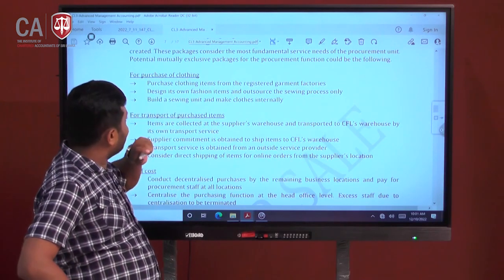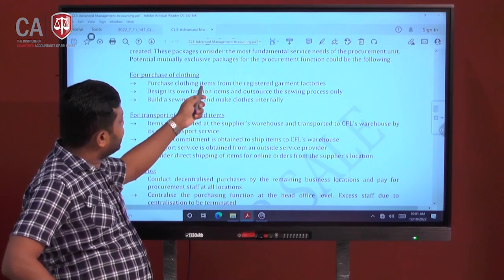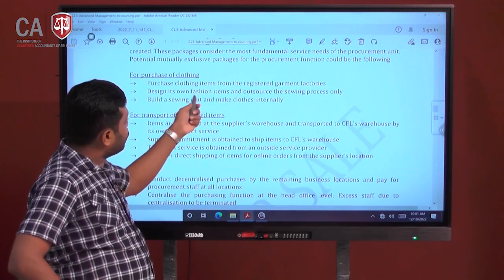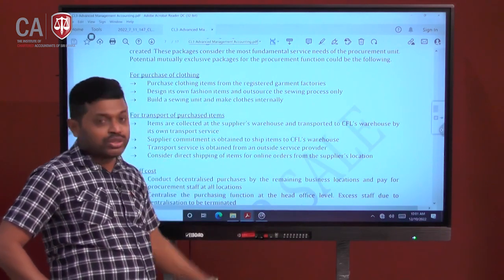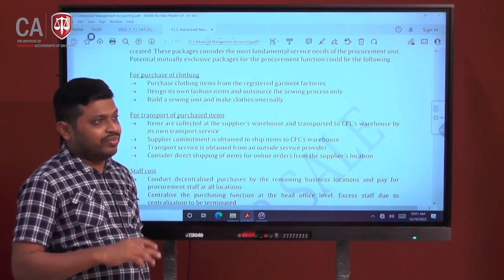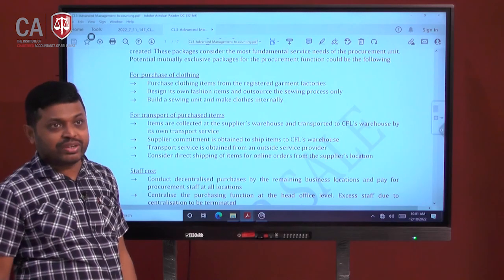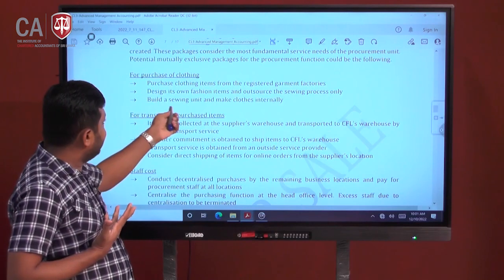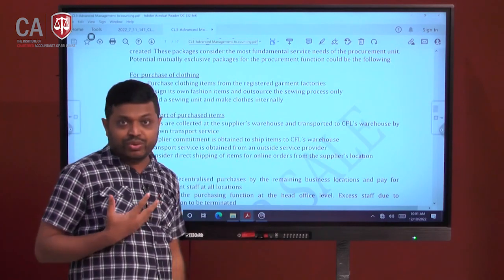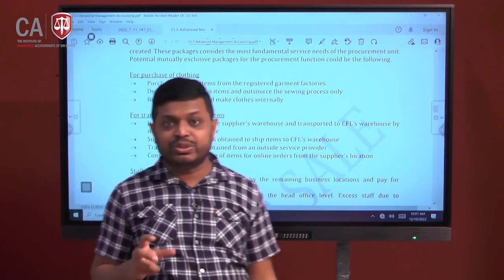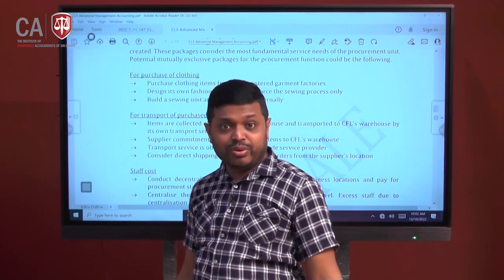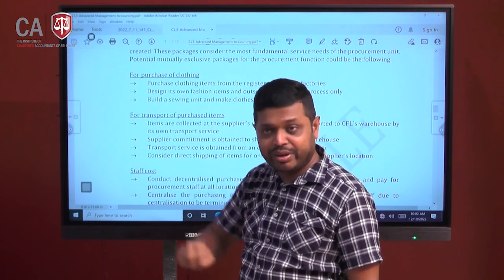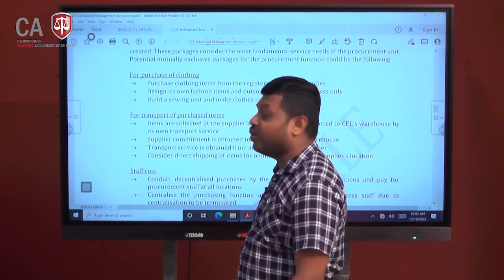Look at the purchase of clothing: you have to evaluate purchasing clothing items from registered garment factories. Or design its own fashion items and outsource the sewing process only. You can see whether we are going to purchase from a garment factory, or whether we have our own design and manufacture, building a sewing unit and making the clothes internally. You have to see which of those 3 options is suitable. You can evaluate whether to purchase and sell, or manufacture your own.